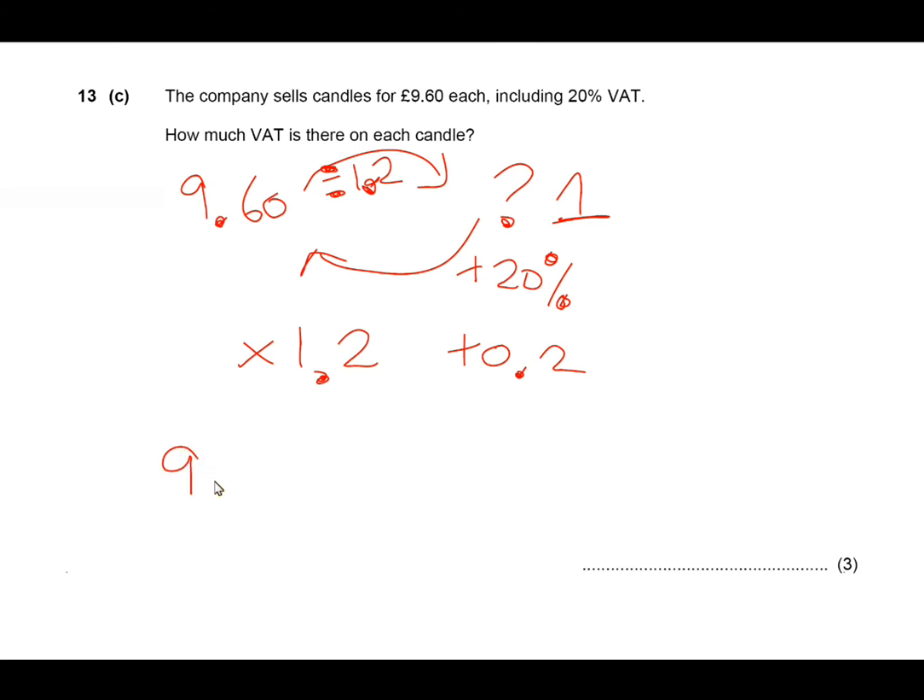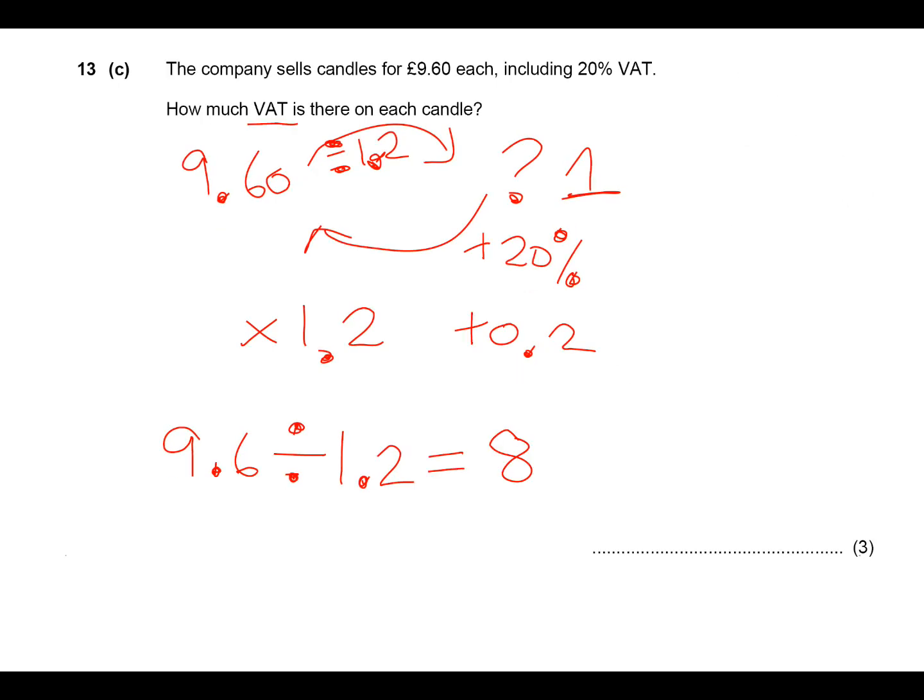So 9.6 divided by 1.2 will give us our original amount before we added the VAT. Do it on your calculator. So the original price of the candle was £8.